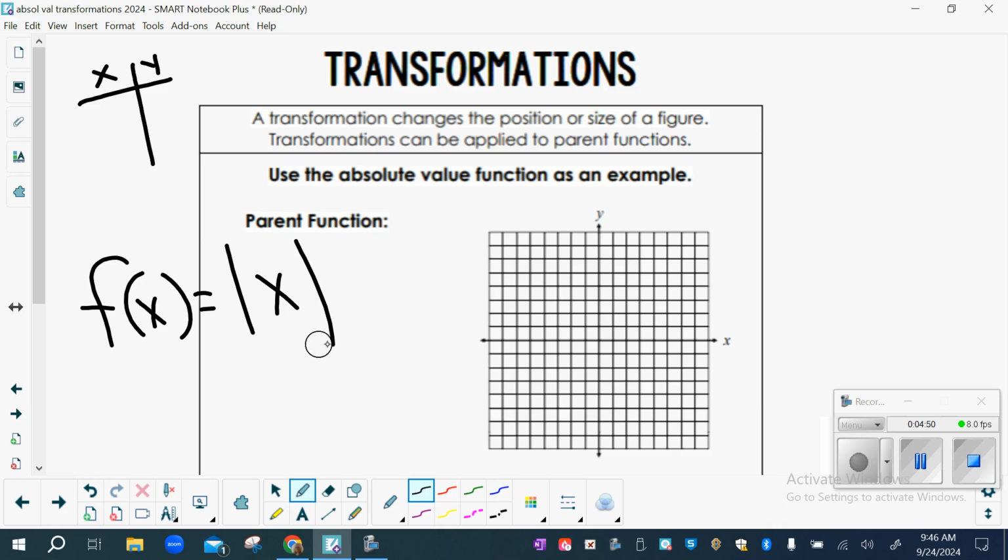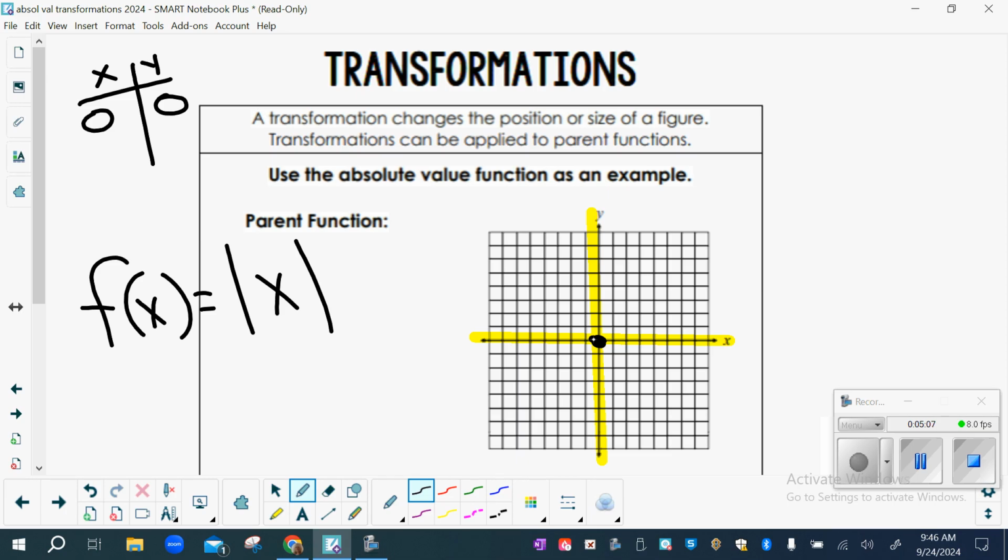Absolute value wants to know, how far are you from 0? So watch this. If I'm going to say 0, 0, we're starting right here. So on your little graph, let's graph this point 0, 0 for me right here. Boom, we're starting here.